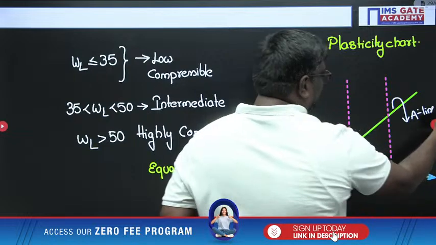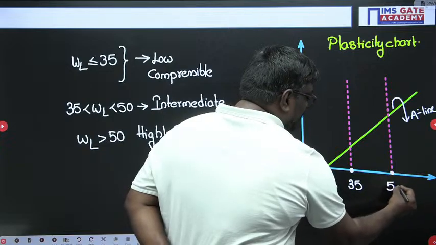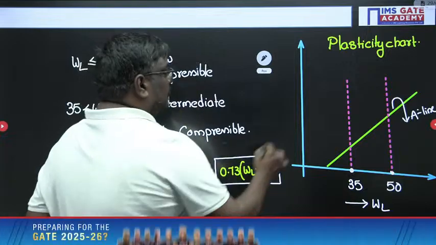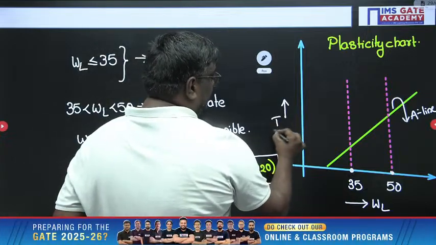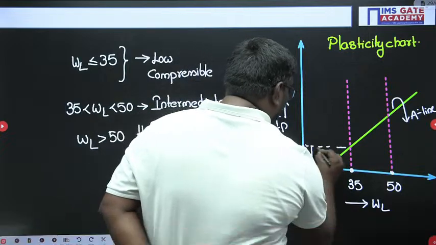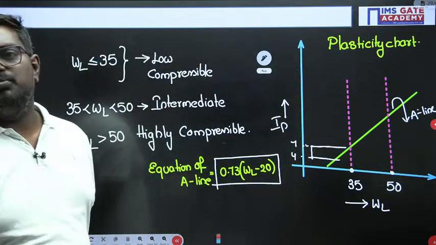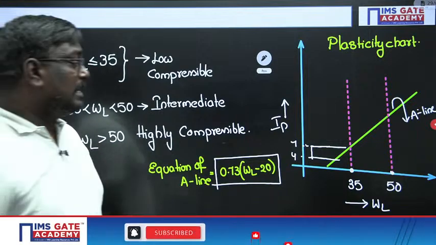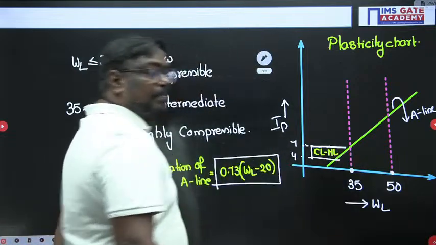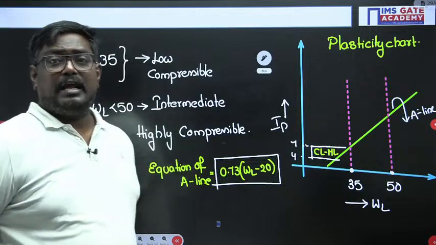Now my dear students, see, this I will assume as 35, this I will assume as 50. So this is the liquid limit axis, and here we have the IP, that is plasticity index. Now let me tell you, if the plasticity index is between 4 to 7, it has both the natures of clay and also silt.